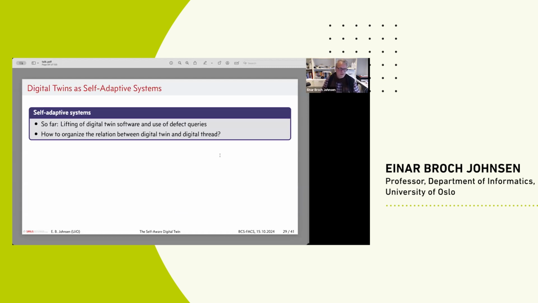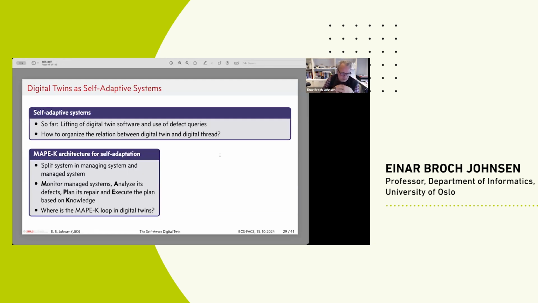But we can also generalize it a bit more. So we have now seen that we can lift this digital twin software layer and use defect queries to find out when it is out of sync with the physical twin. But we can also now organize this relation between digital twin and digital thread, which means this evolution of life cycle, in a different way. So what we have been looking at is how we can use self-adaptation techniques to organize this space of reconfiguration.